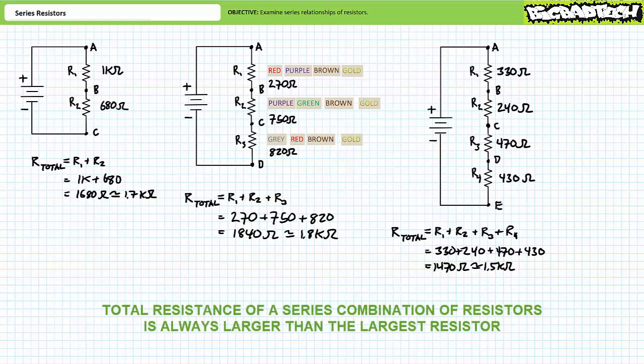Note how the total resistance of a series combination is always larger than the largest resistor. If your calculations or observations suggest otherwise, you are doing it wrong. Series resistances always add up.